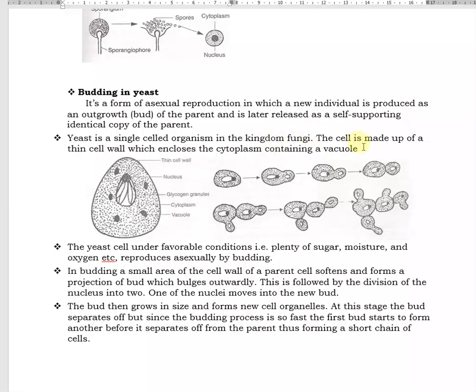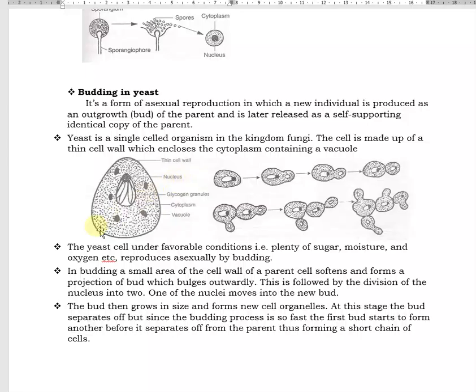The cell is made up of a thin cell wall which encloses the cytoplasm containing a vacuole. So this is the thin wall. Can you see that thin wall? This round thing, that is the thin cell wall. You have the nucleus here, glycogen granules. You have the cytoplasm. Then the sharp vacuole.